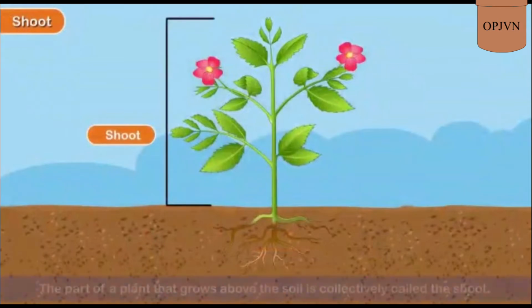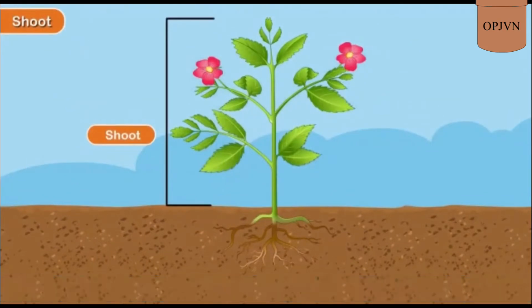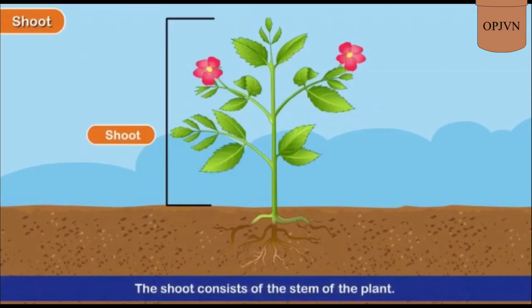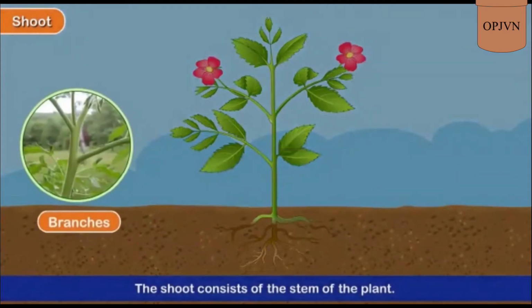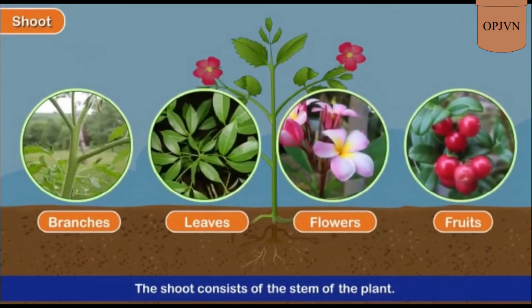Shoot. The part of a plant that grows above the soil is collectively called the shoot. The shoot consists of the stem of the plant, which bears branches, leaves, flowers, and fruits. Let us now learn more about the different parts of a plant that grow above the soil.